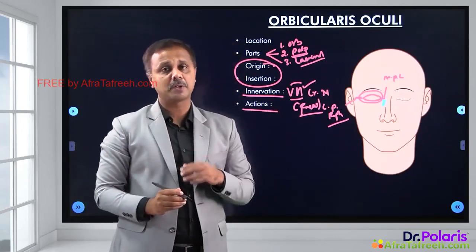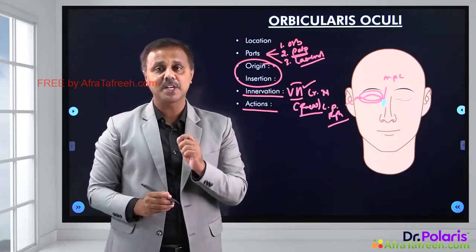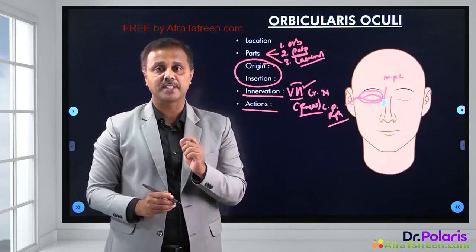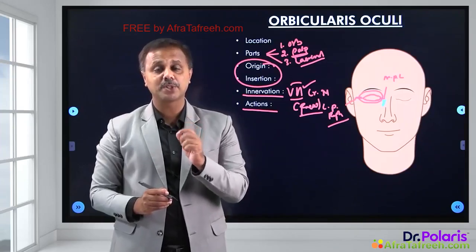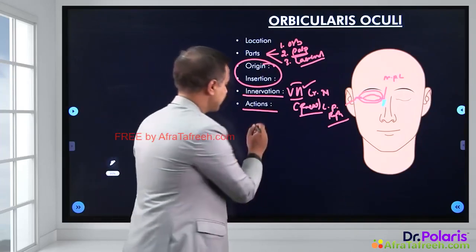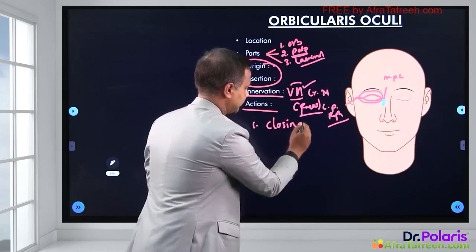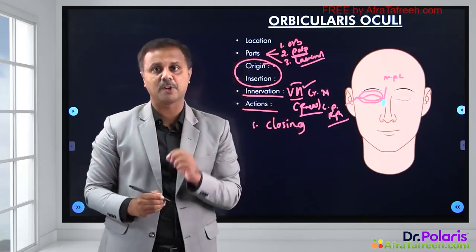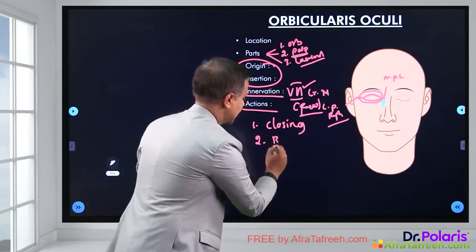Orbicularis oculi brings about many actions. One important action is it helps in forceful closure of eyes. Like this, especially when you are exposed to intense light. So orbicularis oculi protects from intense light by closing the eyelids. Forceful closure of eyelids. Then it assists in blinking.